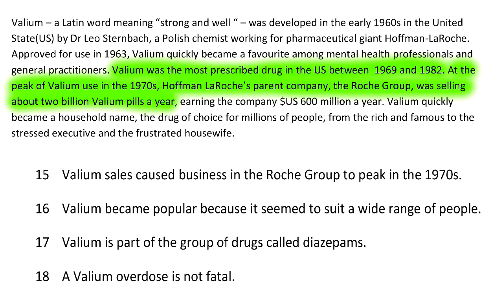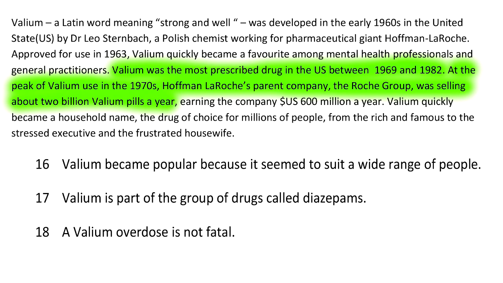So nowhere is it given that Valium sales caused business in the Roche group to peak in the 1970s. It is just given that the Valium sales had peaked in the 1970s. So the answer is not given because although some information is given, the exact information is missing in the paragraph. So the answer is not given. Now let's look at question number 16.